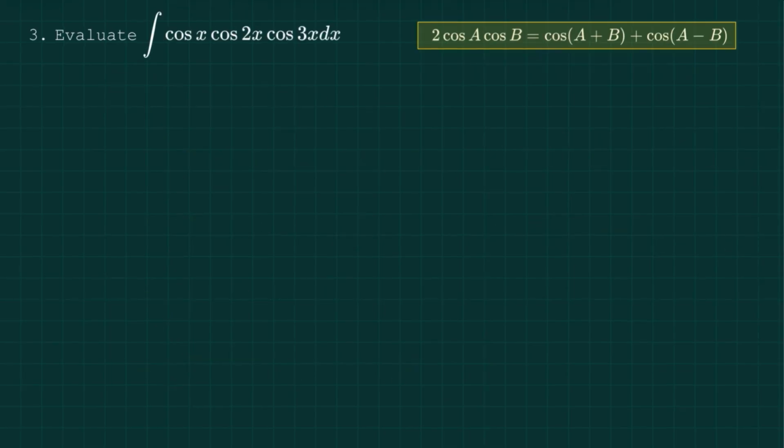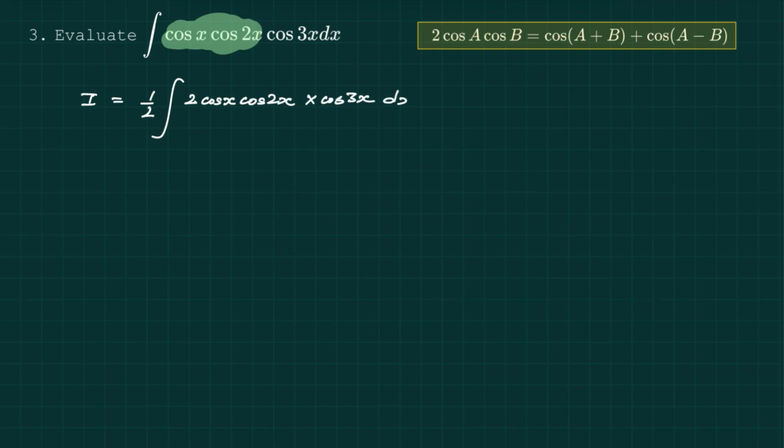Question number 3. Integrate cos x into cos 2x into cos 3x dx. Here there are 3 functions getting multiplied, but first we will focus on these 2 functions only, and we will try to use the formula 2 cos a cos b. For that, let us multiply and divide by 2. Then my integral I will be equal to 1 by 2 integration of 2 cos x cos 2x, and let us write cos 3x separately for a while, dx.